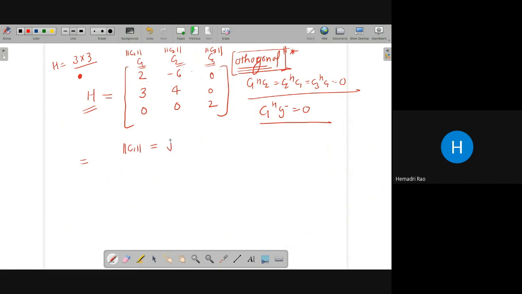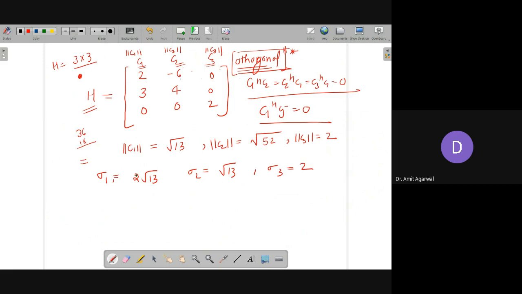Root 13. Great. What is the norm of C2? Root 52. What is C3? 2. So sigma 1, what should be the value of sigma 2 and sigma 3? Because it should be in decreasing order, sigma 1 should be root 52, which can also be written as 2 root 13. Sigma 2 is root 13 and sigma 3 is 2, correct? So this is your sigma 1, sigma 2 and sigma 3.